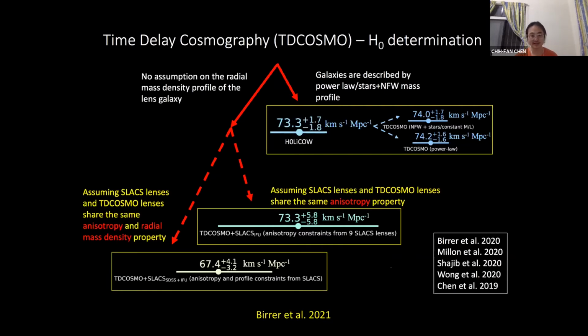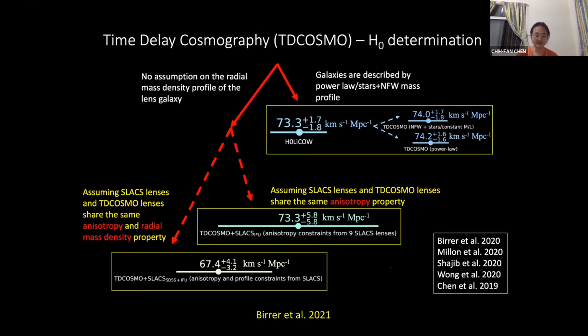So if we assume that the SLACS lenses and the TDCOSMO lenses share the same anisotropy property, we get 73.3 plus or minus 5.8. The uncertainty is much larger, but the result is still consistent with what we got previously. However, if we assume that the SLACS lenses and the TDCOSMO lenses share the same anisotropy and also the radial mass density profile, which further constrains the lambda parameter, then the result shifts to 67, which is considered consistent with the CMB.